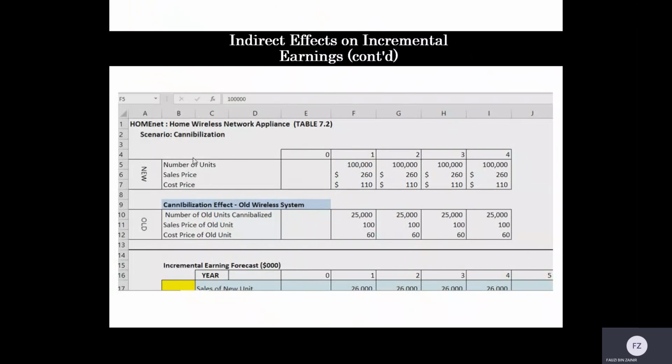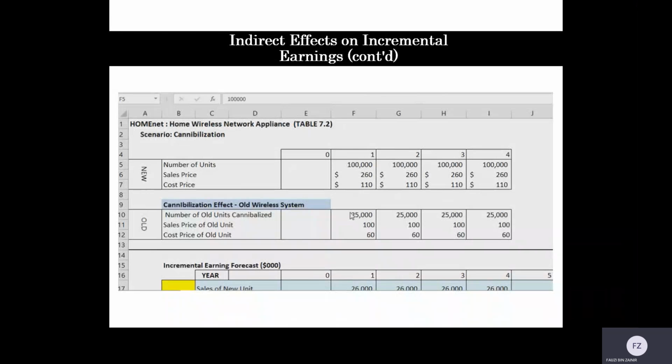As we are already well aware, this is HomeNet, and this one is the old type of wireless remote control that was developed previously. So the number of units is the same, 100,000 units, and assuming that previously it was being sold at the same number of units, but as a result of the introduction of HomeNet, the old unit has lost 25% of what they used to sell.